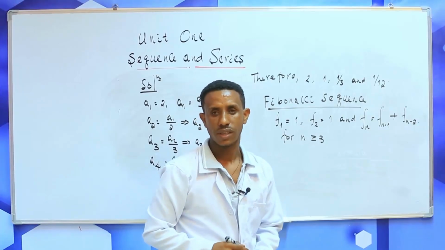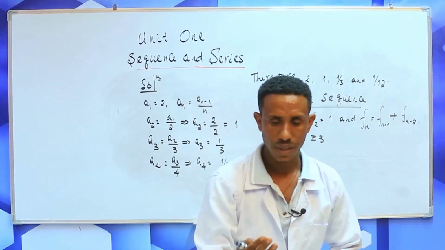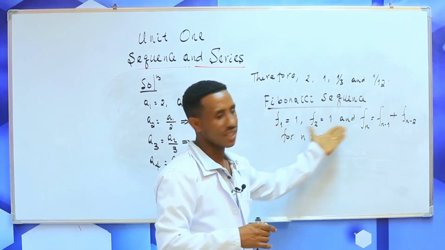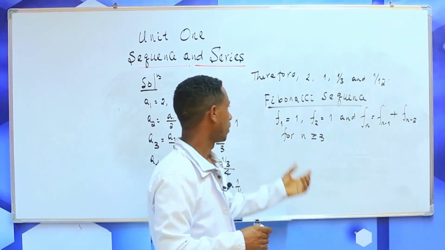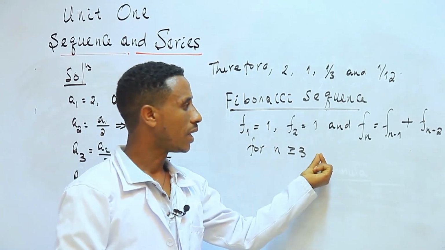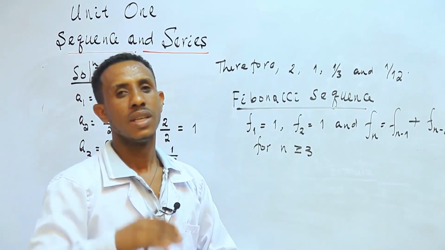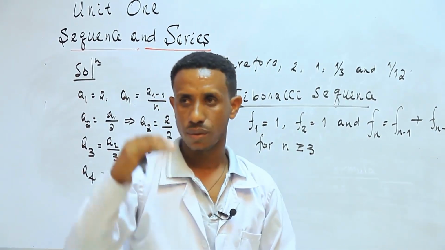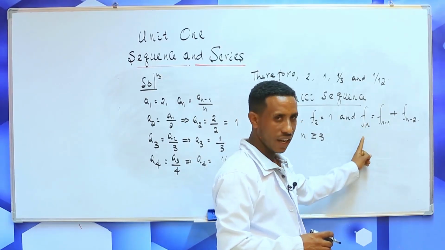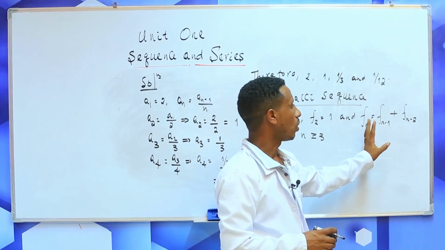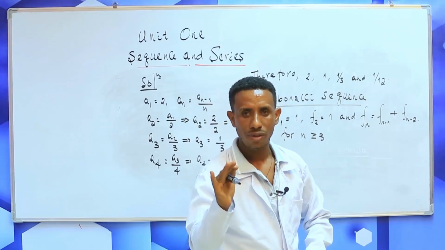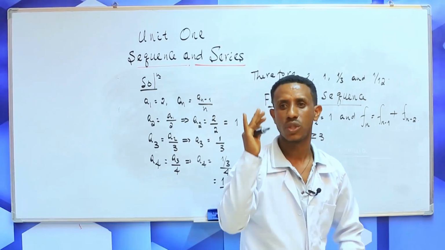Okay? This sequence is described using a recursive formula or recurrence formula. The first term is always 1. The second one is also 1. And the terms next to the second, starting from the third, are given in this form. Fn, the nth term of this sequence, is the sum of the two preceding terms of the sequence. Okay?